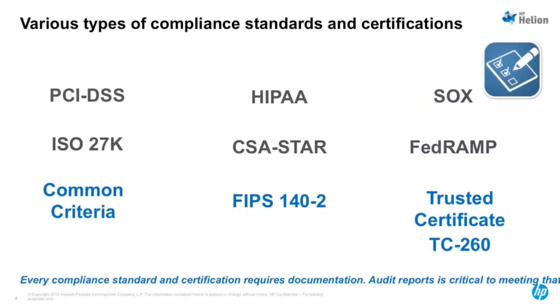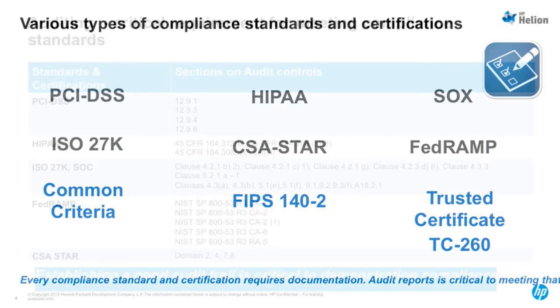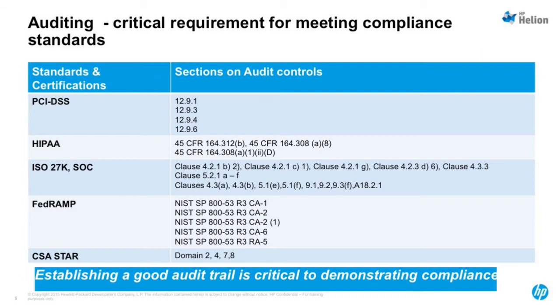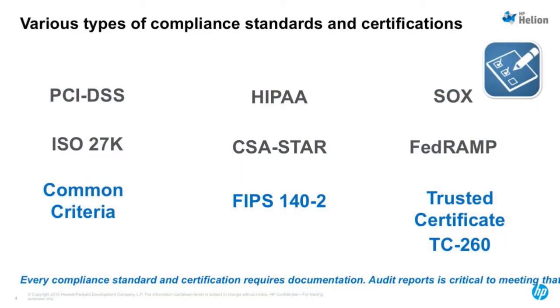There are various types of compliance standards and certifications that enterprises have to adhere to, depending on the type of industry they fall under. If it's retail and they hold credit card data, then they're subject to PCI DSS. If it's service providers, they're subject to CSA STAR. And if you look at government accounts, they have to adhere to FedRAMP, Common Criteria, FIPS and so on. A lot of these compliance standards require extensive documentation. Audit reports are very critical to meet that need.